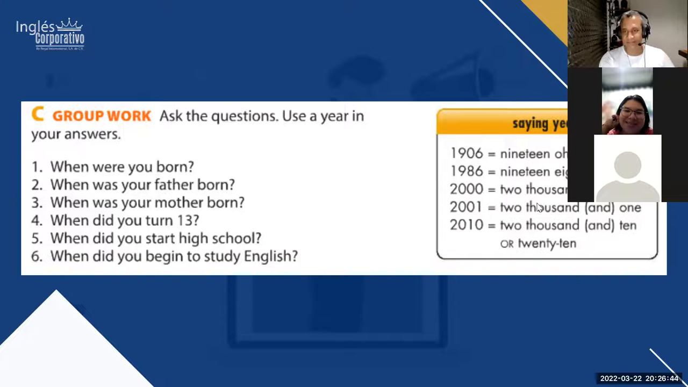Okay. He's not going to give the secret. Okay, continue. Emperatriz. Okay. Emperatriz, when did you begin to study English? I began to study English in 2022. Okay, 2022.